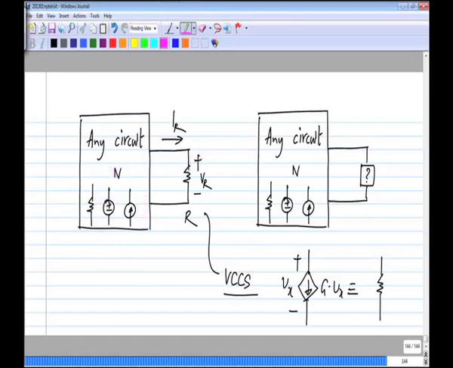Now let's see how we can prove this. The proof is very simple, and it involves no algebra, just some simple logic.